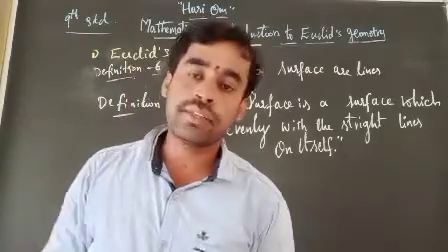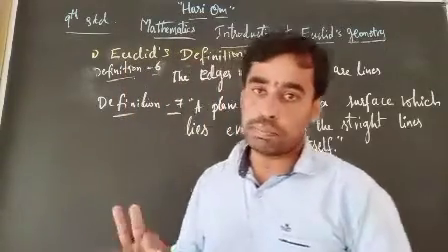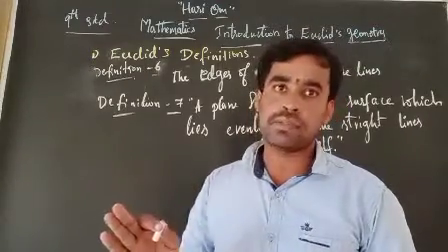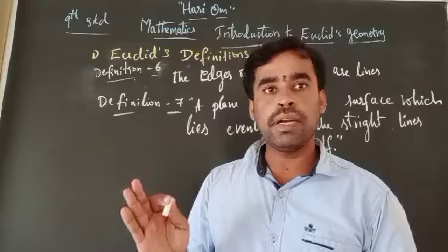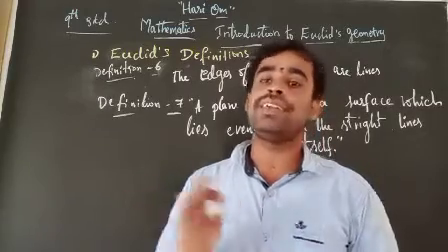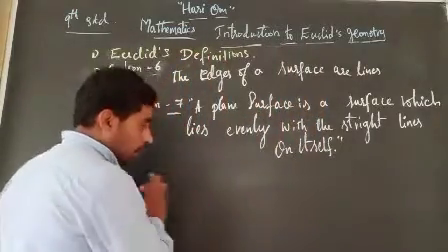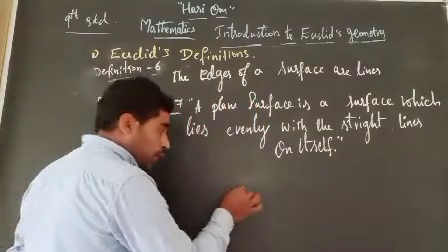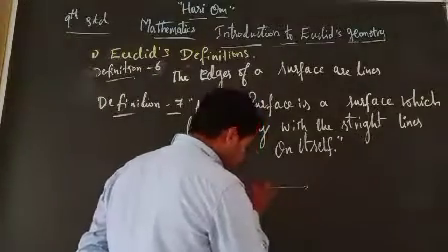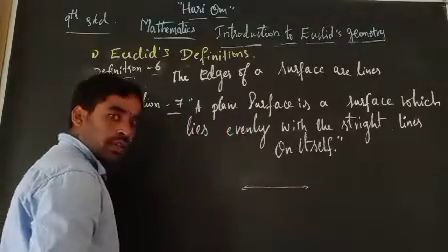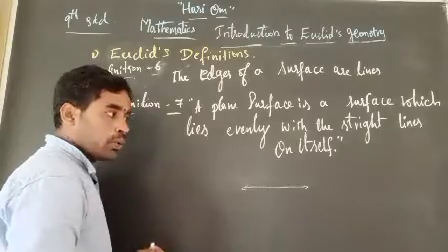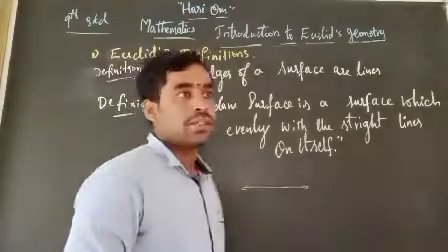Dear students, I already said that surface has two types. One is a plane surface, one is a curved surface. So, a plane surface is a surface which lies evenly with the straight lines on it. Take this surface: this is one of the plane surfaces. If we draw a line, we can get straight lines. Is it clear?